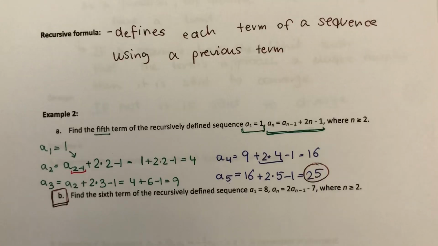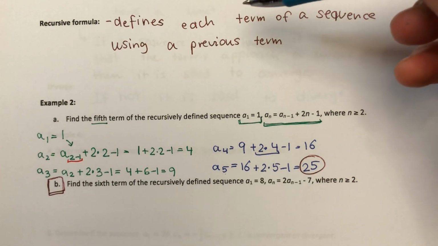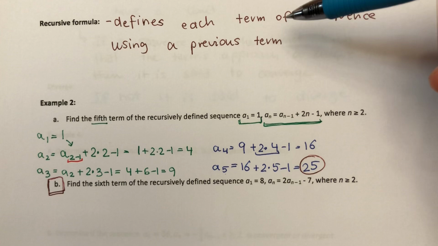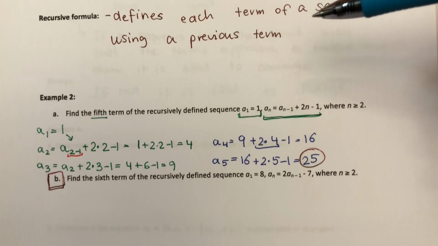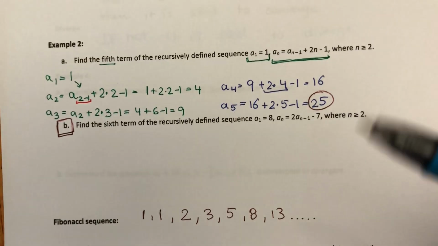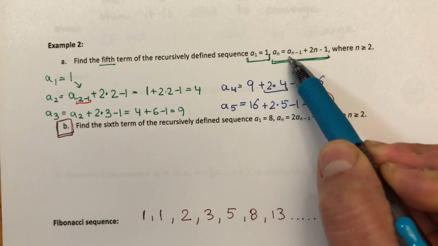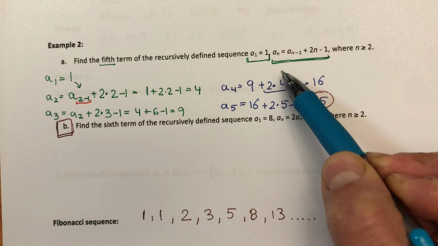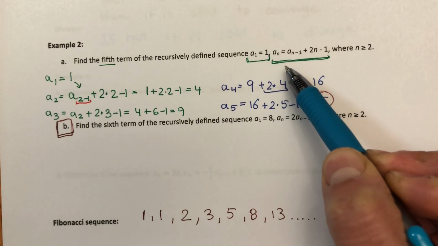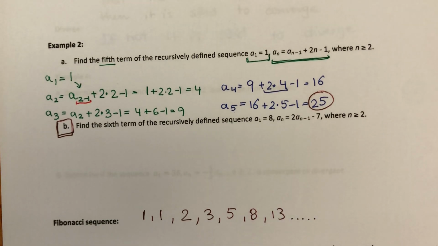If you go to the second page, it talks about the recursive formula. The recursive formula defines each term of a sequence using a previous term. If we take a look at example number 2, we have a nice formula where the nth term is defined using the n minus 1 term. For example, if the nth term is the fifth term, the n minus 1 term would be the fourth term, which means the previous term.